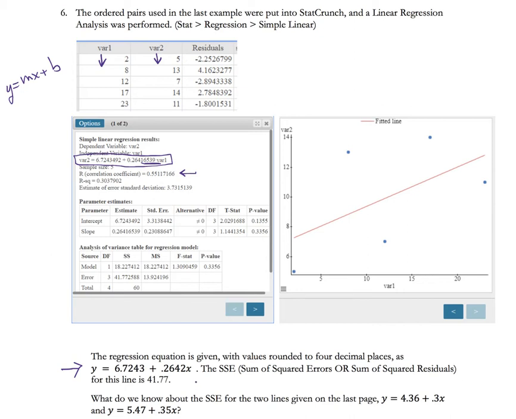And remember, this is the line of best fit because it has the smallest possible sum of squared errors. Now, I've included here what that sum of squared errors is. Where did that come from? It came from this bottom section here. Sum of squared errors is given in the box that connects that column and that row. So this is where you can see the sum of squared errors for your regression equation.